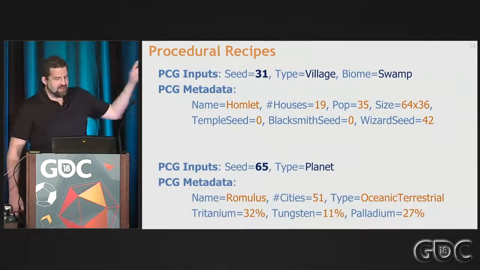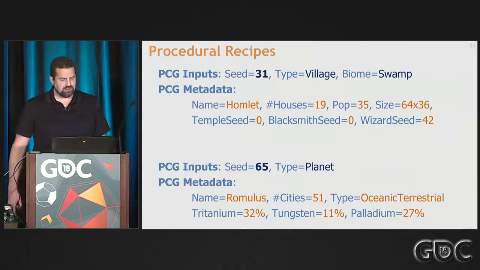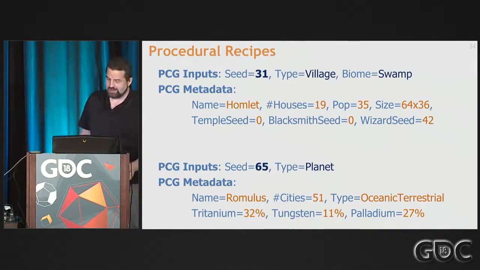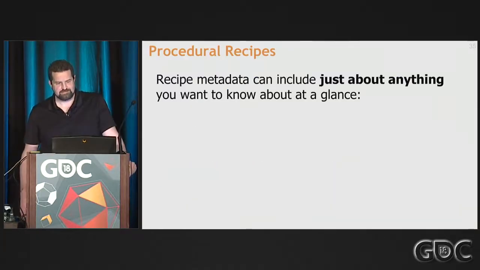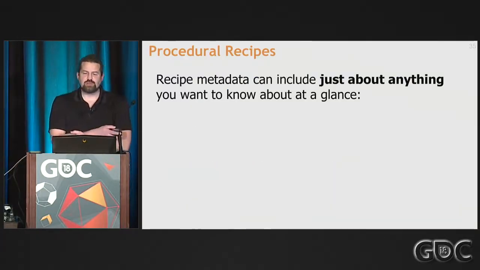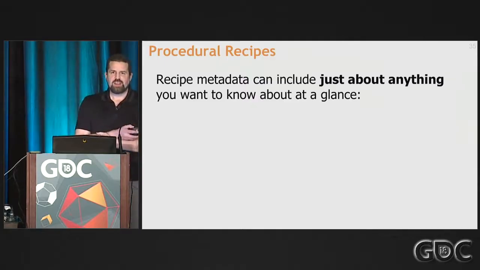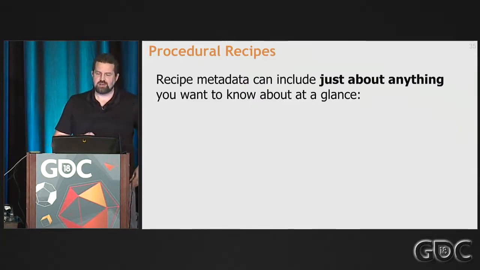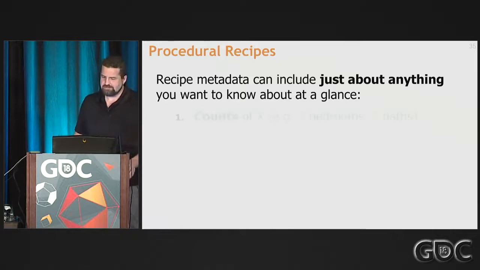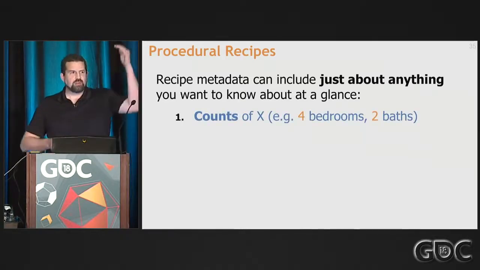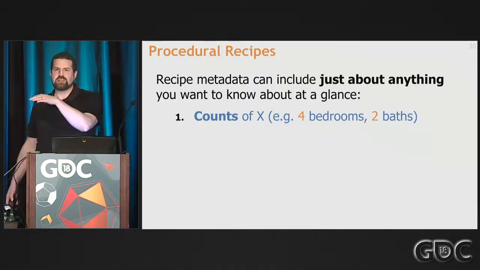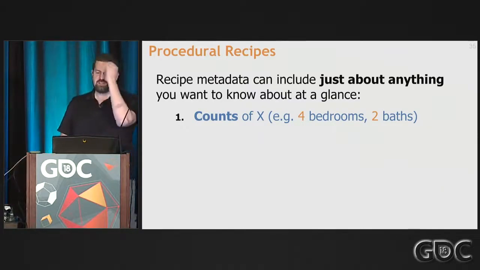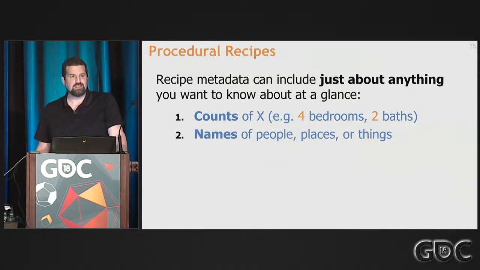I could have a planet. Its name is Romulus. It's an oceanic terrestrial planet with 32% titanium, 11% tungsten, 27% palladium. Throw the planet away. So recipe metadata can include just about anything you want to know about the content you used to generate that you want to know at a glance. For example, if I'm looking at houses, I sort of see the recipes to the houses. It's a house, it's 2,200 square feet, it's in Carrollton, Texas, and it's 4-bedroom, 2-bath, right? That's kind of the recipe level of information.